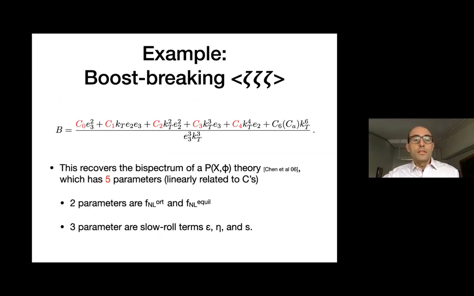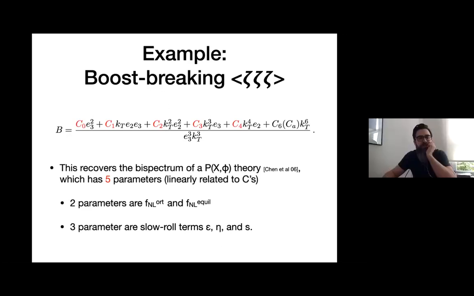So this, I claim, with these 5 free parameters, is the result for the bispectrum in a P of X theory, or in the EFT of inflation to leading order in derivatives. And the 5 parameters are nothing but linear combinations of the well-known FNL equilateral, FNL orthogonal, epsilon, eta, and S, which in some sense are free parameters. So you can get exactly the result.